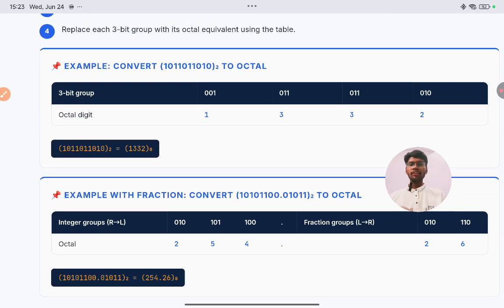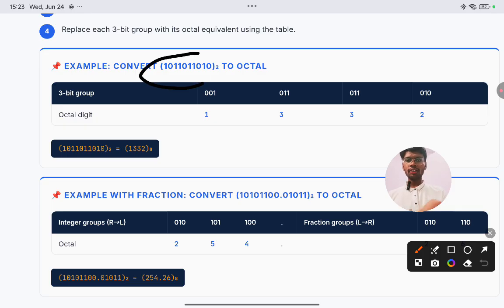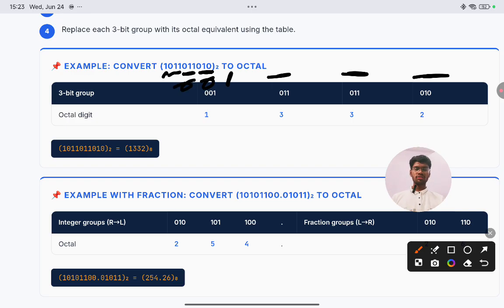Let's say we have to convert this big binary number to octal. How do we convert this? Group in parts of 3. That's the main logic. Starting from the right, 010 goes here, then 011 is here, again 011 is here, and 1 is here. We have one remaining bit, so add leading zeros to it to complete the group.